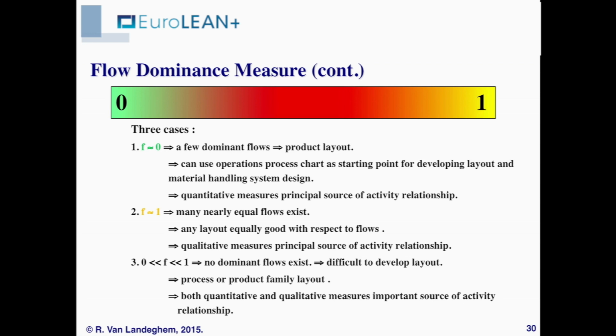If f is very close to 1, it means that we have many flows and that most of these flows are of equal importance. This means that there is no clear information from the flow alone to determine a good layout, and so we either use all other information that is mostly coded in a qualitative manner within the activity relationship chart, or we can determine any layout which will be equally good.